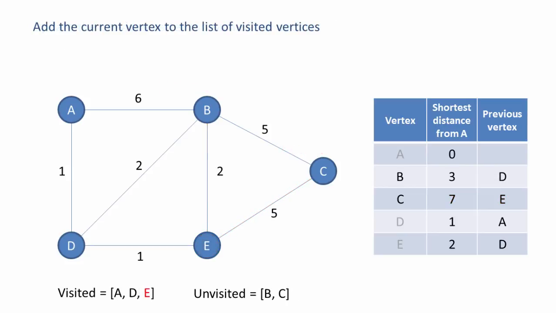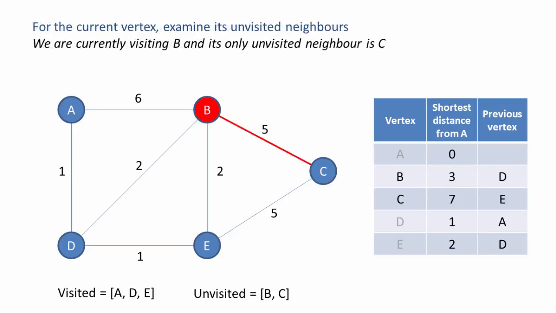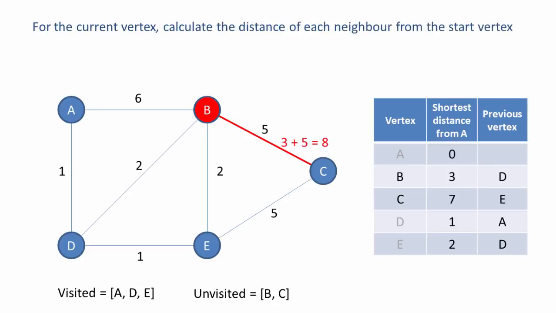We add the current vertex to the list of visited vertices. We won't be visiting E again. And as before, we visit the unvisited vertex with the smallest known distance from the start vertex. This time around, it's B. For the current vertex, examine its unvisited neighbours. Well, we're currently visiting B, and its only unvisited neighbour is C. For the current vertex, calculate the distance of each neighbour from the start vertex. So performing the same calculation again, we find that our total distance from A to C is 8.